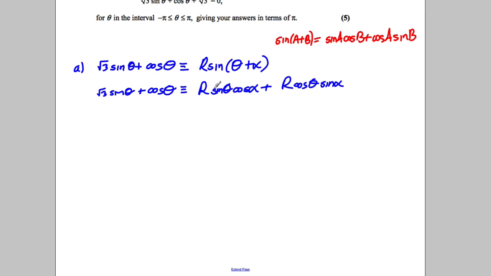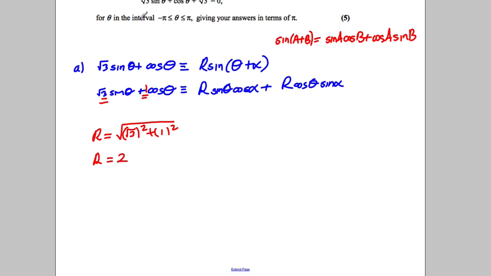We can always work our r out. The r is always going to be the square root of this squared plus the number in front of this squared, which is 1. So r is always going to be root 3 squared plus 1 squared, like that. And this works out to be r is the square root of 4, so r is going to be equal to 2.